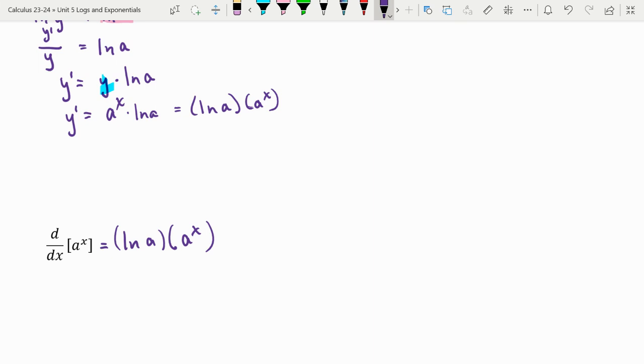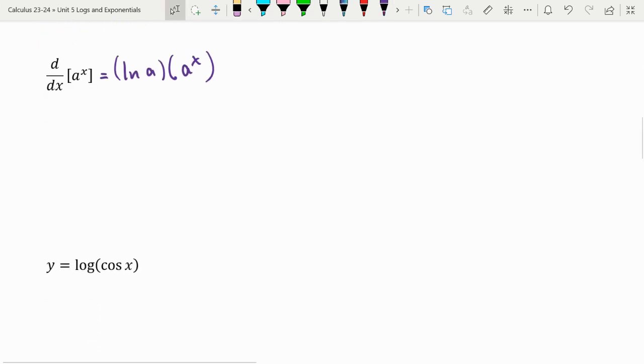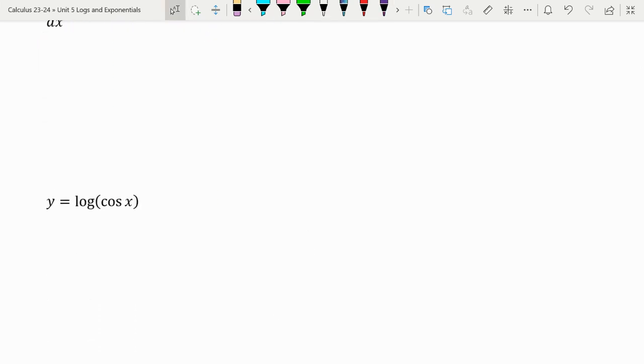So when I'm taking the derivative with a base other than e, whether it is exponential or logarithmic, I have natural log of the non-e base as part of the derivative. So if I want to look at the derivative of log of cosine of x, what I see here is cosine of x is an inner function. So this is going to get me a chain rule.